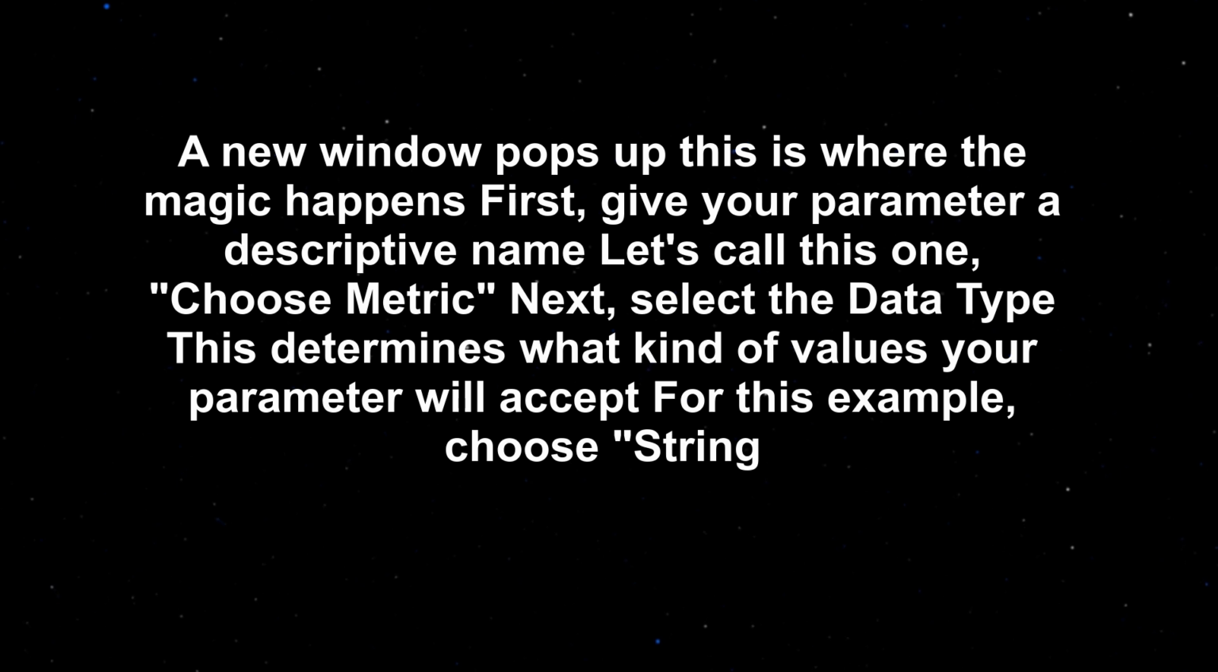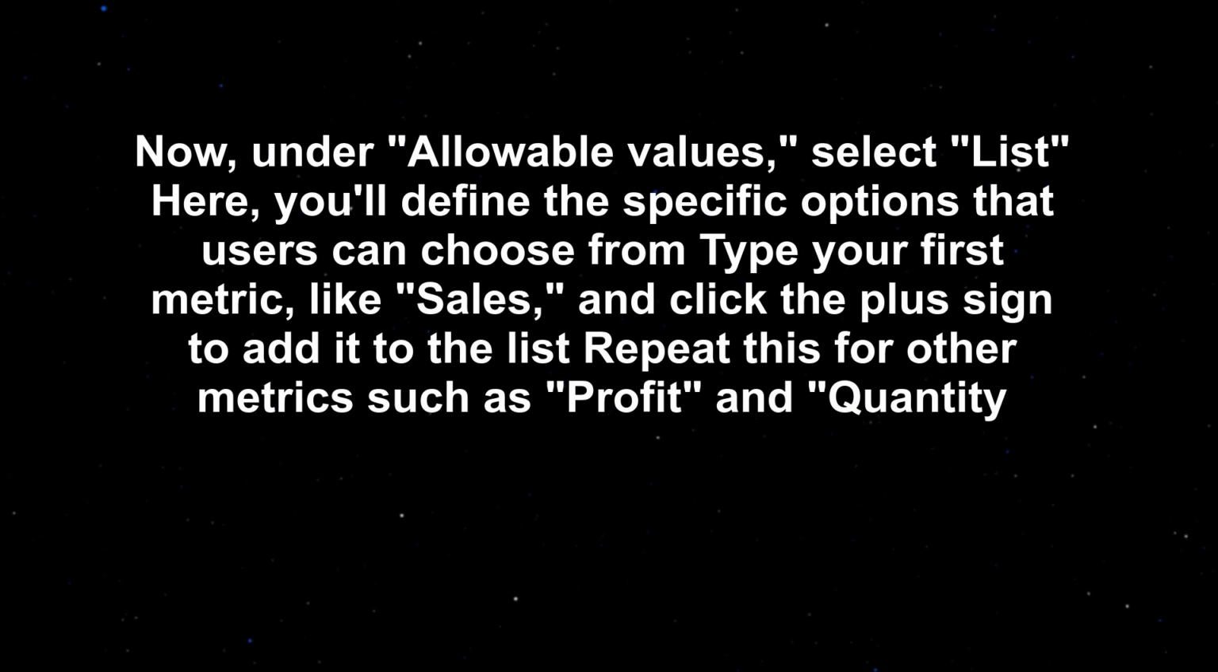Select the data type. This determines what kind of values your parameter will accept. For this example, choose string. Now, under Allowable Values, select List here. You'll define the specific options that users can choose from.